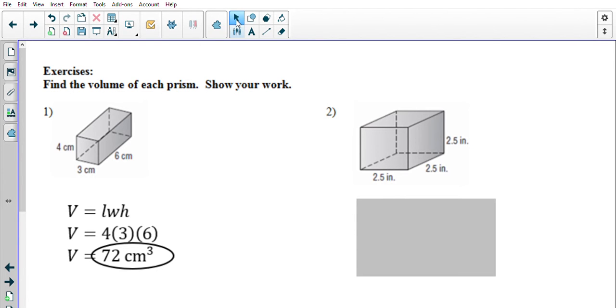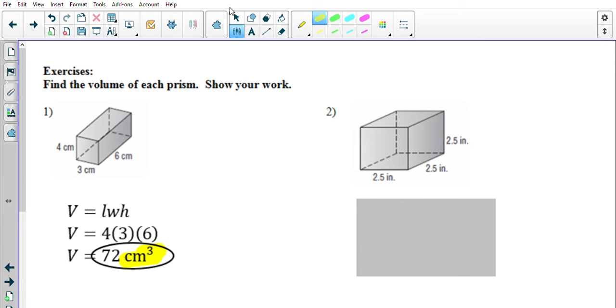Now note the label here. When we talk about volume, it's always going to be meters, feet, inches, miles, whatever, to the third power, or cubed. Kind of like area for volume, when we say centimeters cubed, it's telling me that I can fit 72 cubes that are 1 centimeter on each side inside of this rectangular prism. So we could fit 72 cubes inside of here.